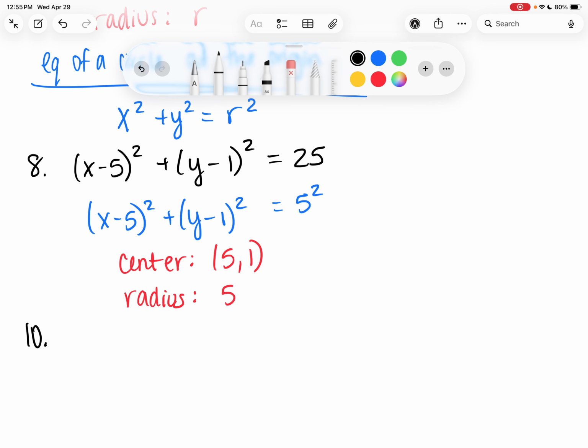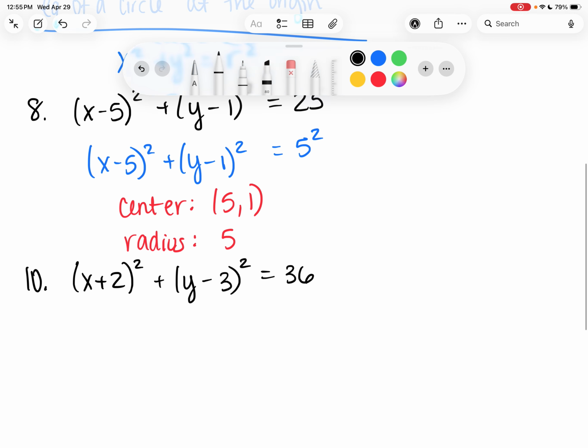Number 10, we've got x plus 2 squared plus y minus 3 squared equals 36. Now, if you don't want to have to rewrite it every time like I did here in blue, you can just put a cross through this number and rewrite it as something squared. So what squared is 36? I'm going to scratch this out and just write this as 6 squared so I don't have to rewrite the whole thing.